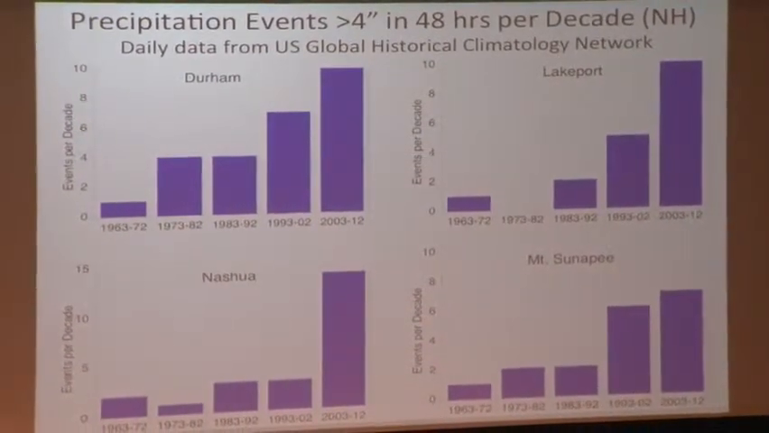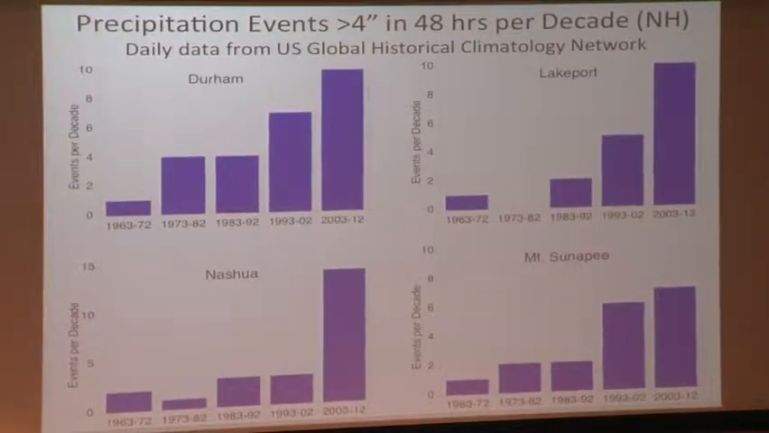So this is just site-specific information that I've pulled together for New Hampshire that I wanted to share with you, because it's really important, because precipitation is so heterogeneous. It varies spatially so much. It's important to look at specific meteorological stations. So here is what I'm calling extreme precipitation, greater than 4 inches of precipitation that occurs in 48 hours.